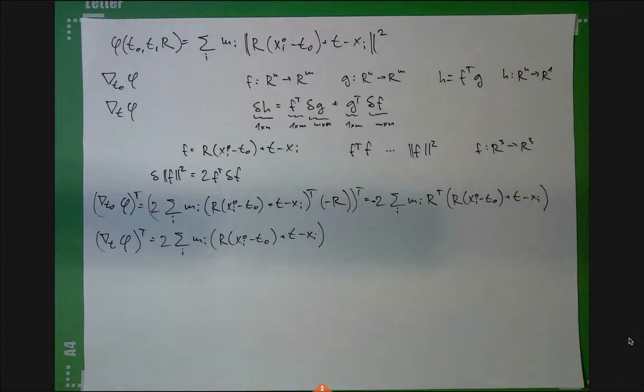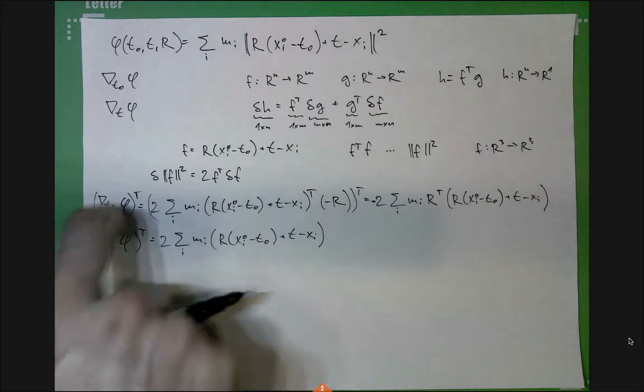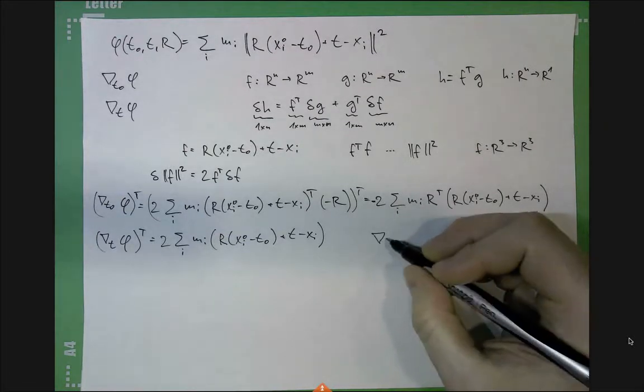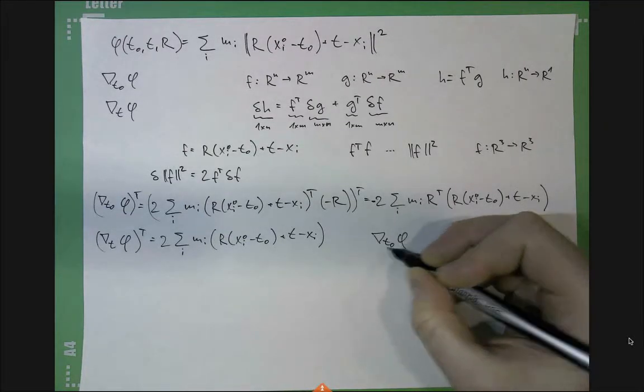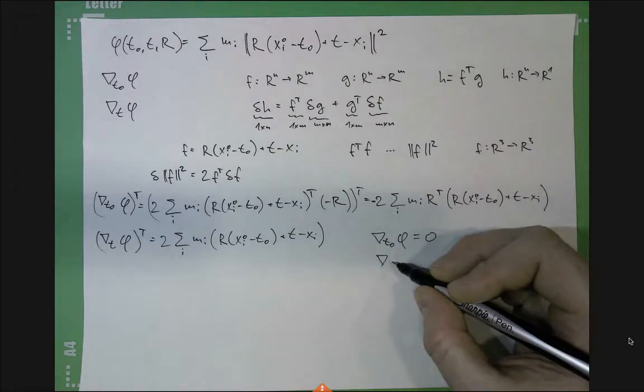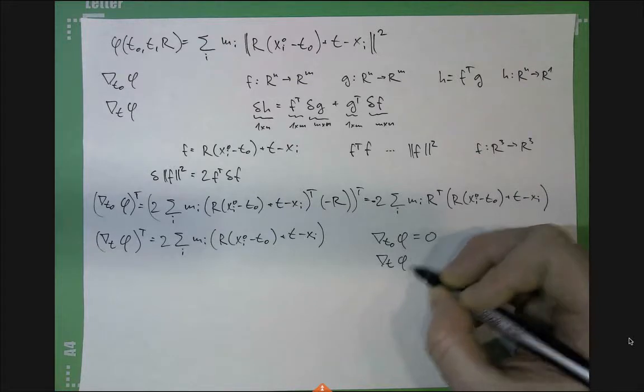Yeah, that looks correct. So now I have computed the gradients. And to compute the minimum, I need to set the gradients to 0, right? So I will take the gradient of phi with respect to t0 and say that this is equal to 0. And I'll take the gradient of phi with respect to t, and I'll also say that this is 0.